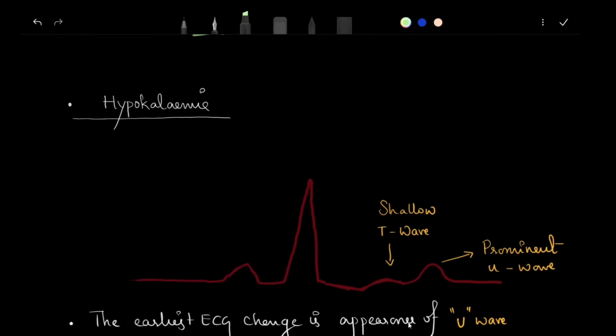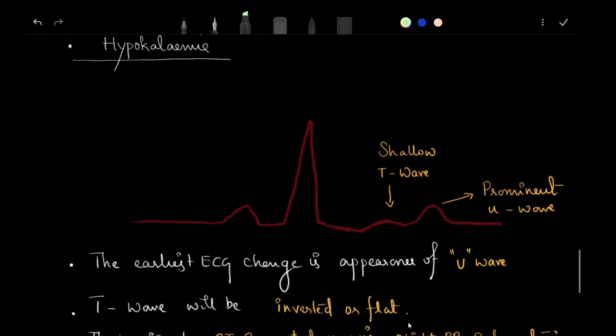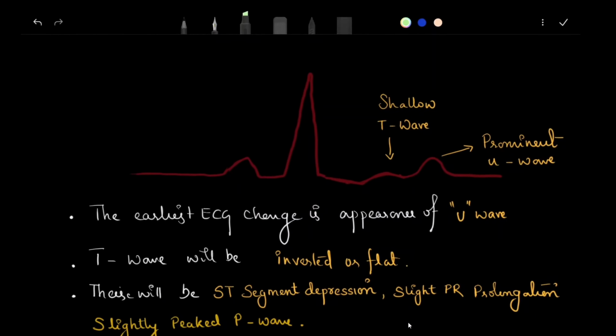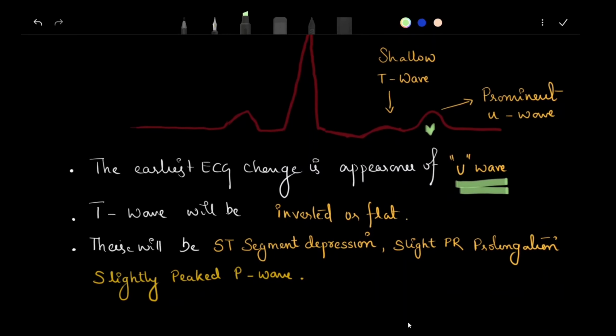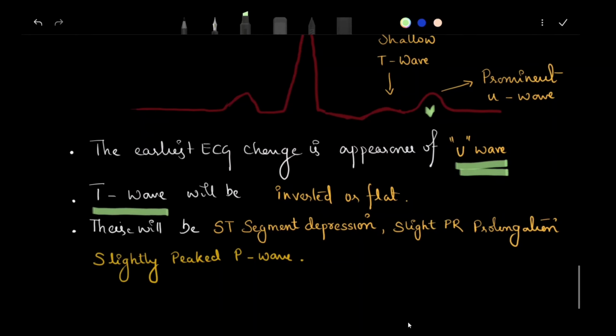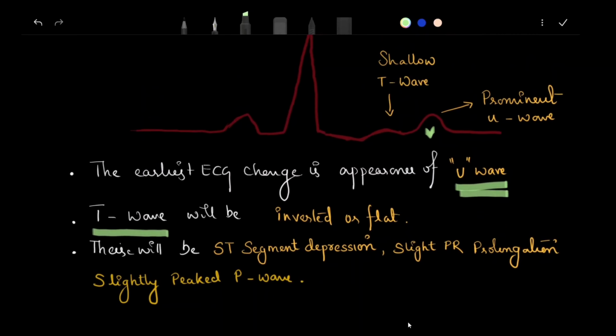So coming to hypokalemia. In hypokalemia, slight peaking of P waves is seen. The earliest change is the U wave. We can see a U wave after the T wave, which is more prominent than the T wave. Then we can see inverted or flat T waves. The T waves are inverted, flat or shallow, but the prominent wave is the U wave. There will be ST segment depression, slight PR prolongation and slight peaked P wave.